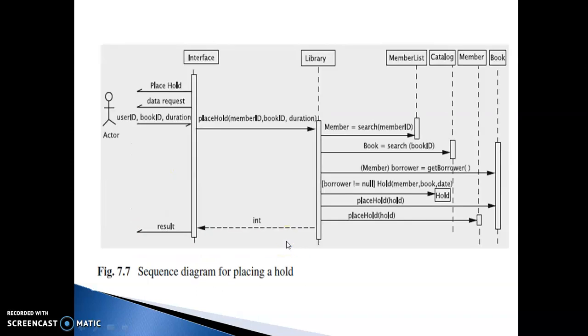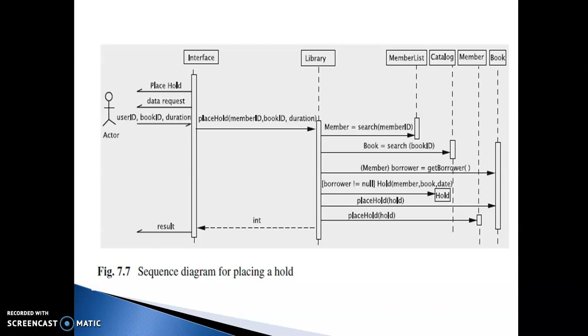And next, sequence diagram for placing a hold. For placing a hold, the request is place hold, data request. You should give an input, that is user ID, book ID, and the duration. How much duration you want to place the hold of that book. And it will search whether he is a valid member or not. It will check whether the book ID is correct or not from the catalog. Next, whether it is being borrowed or not from the book, and if borrow not equal to none, then he can execute that hold method.